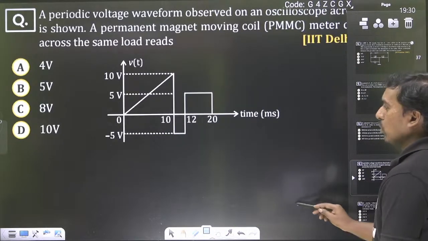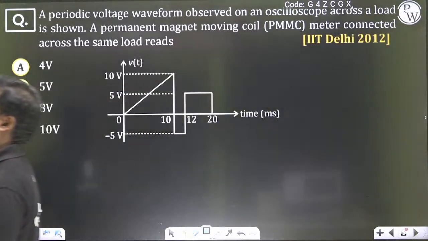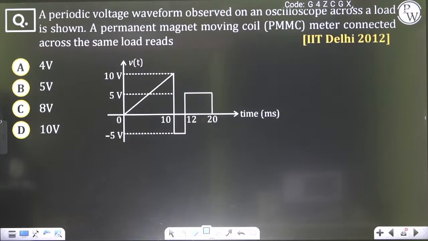How to answer this question? Whoever is watching in the session, try to answer these questions.